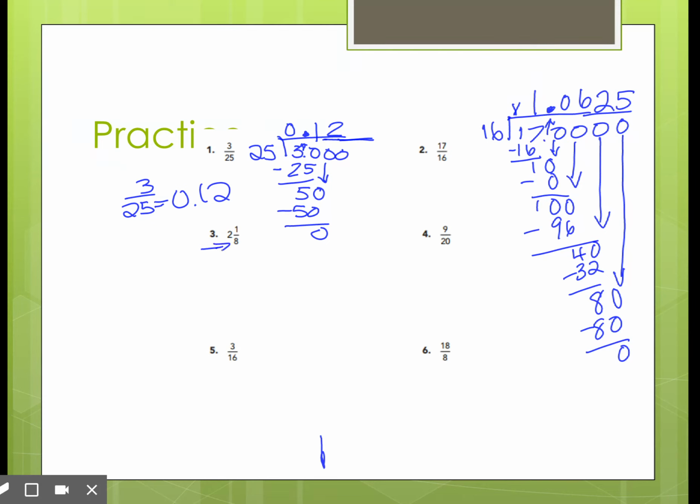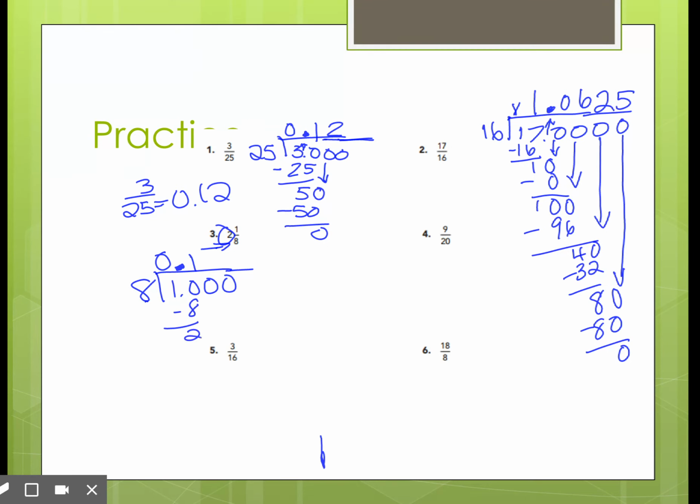I'm going to ignore that 2 for the time being and save it for the end. It's a whole number, so I know it'll go in front of my decimal. Now I'm going to do 1.000 divided by 8. Bring my decimal straight up. 8 doesn't go into 1, so that's why I put the 0 there, but 8 does go into 10 one time.